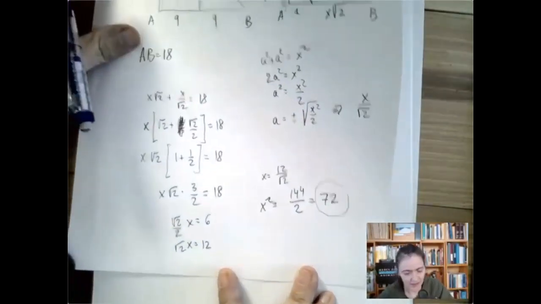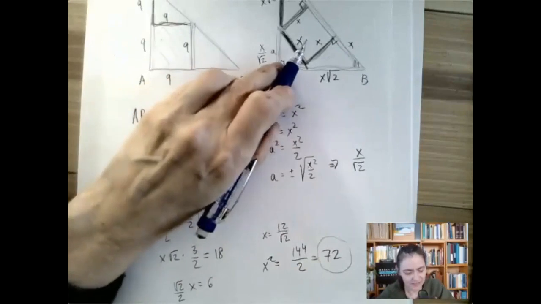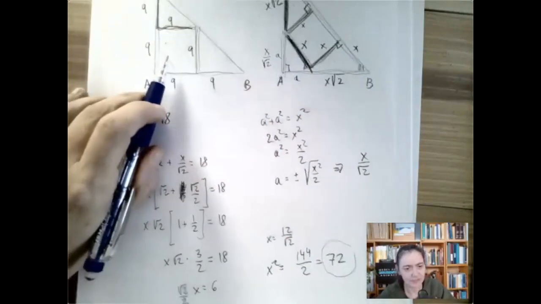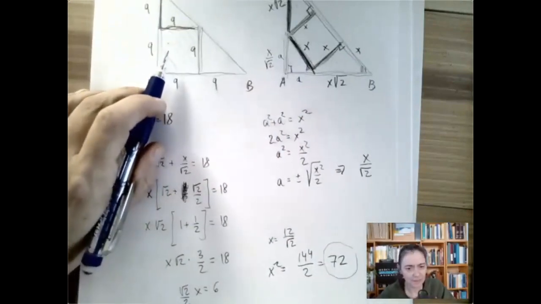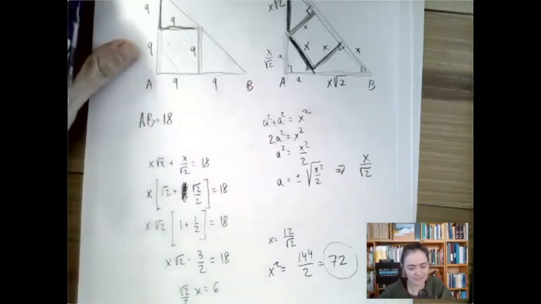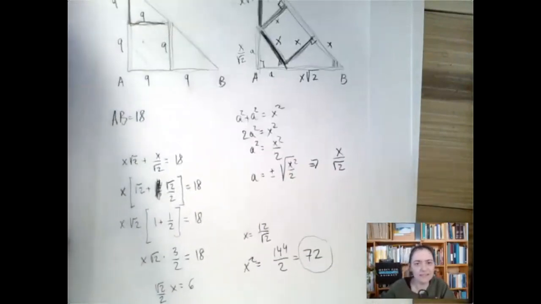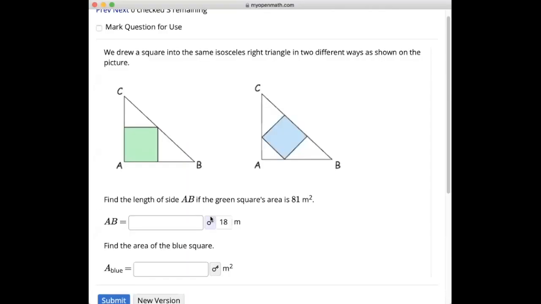Interesting. The area of this was 81, and this is 72. It's kind of interesting. It's not a perfect square, but it's not completely a stranger to 81. It's interesting that we get 72. Well, let's see if that's the correct answer. Okay, so the side is 18. We got it right. The area is 72.